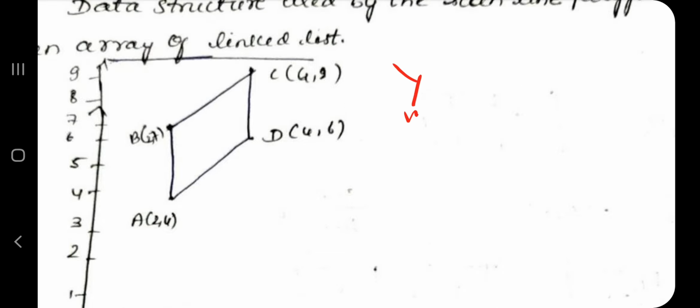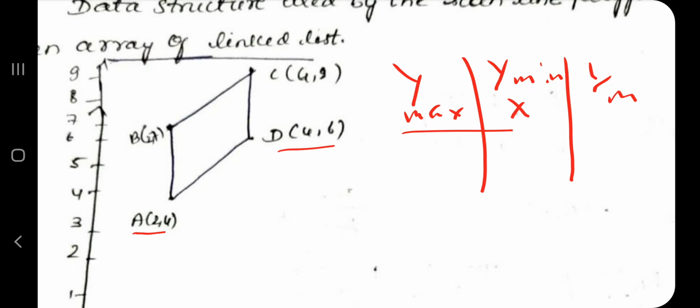The least point is A, and it's connected to two edges, AB and AD, right? So you start from here and note down these two points, 2, 4 and 4, 6. For these two points you have to find three values: y max, y min, x, and 1 by m. These three things you have to find out for these two points. So 2, 4 and 4, 6 is given, right?